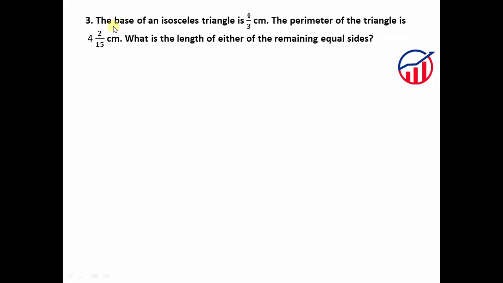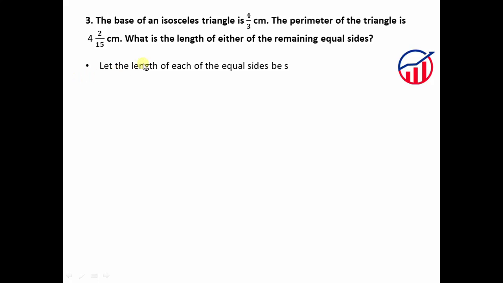The third question. The base of an isosceles triangle is 4/3 centimeter and the perimeter of the triangle is 4 2/15 centimeter. What is the length of either of the remaining equal sides? We have been given the perimeter and the base, and we have been asked to find the equal sides.